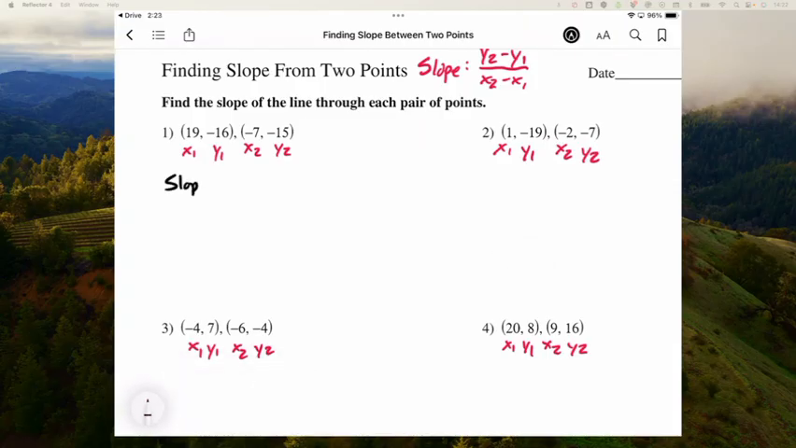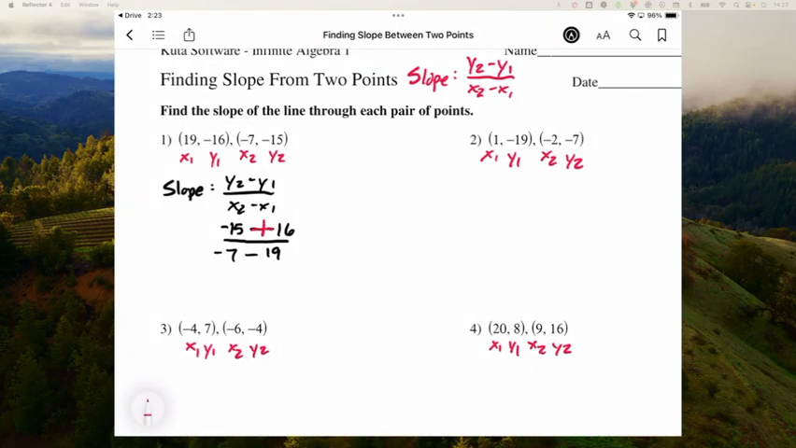So slope can be found using y2 minus y1 over x2 minus x1. So we just plug our numbers in there, but the important thing to remember is to put your template first with your minus signs in it so that you don't forget those negative signs. y2 minus y1 is negative 15 minus negative 16. x2 is negative 7, x1 is 19. People seem to like to address the double negative by just changing it to a plus, so we will do that.